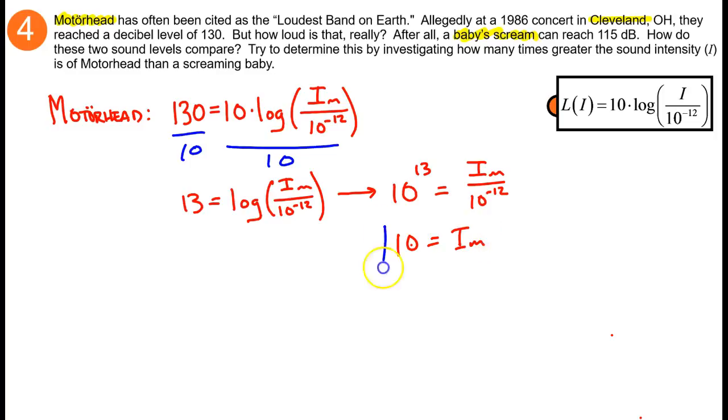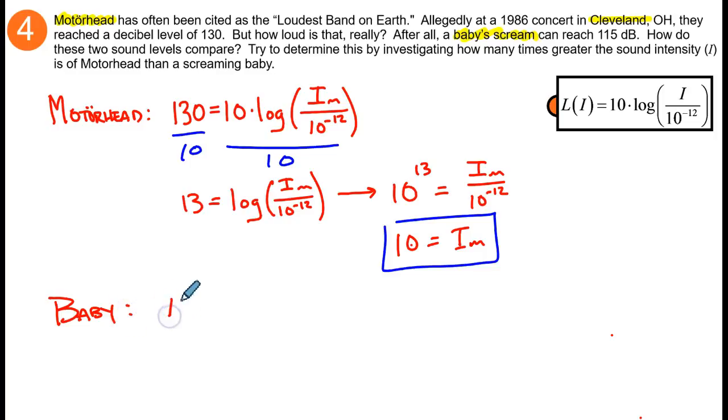Hey, that's pretty exciting. I bet you never thought when you signed up for college algebra that you would know what the sound intensity was for Motorhead. That's pretty exciting. Well, we're done with Motorhead, so let's now talk about the baby. The Screaming Baby has a sound pressure or sound level of 115 decibels. Sounds like it's pretty close to 130. So maybe there really isn't that much difference between Motorhead and a Screaming Baby.